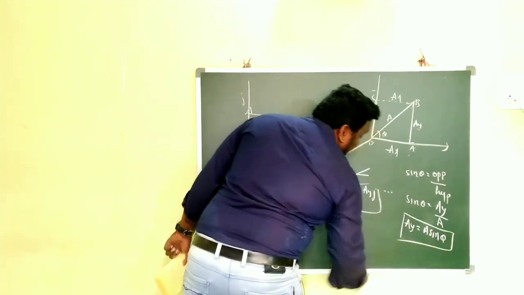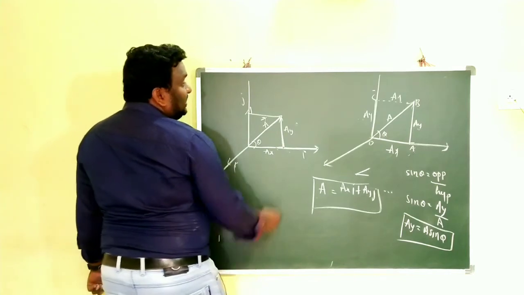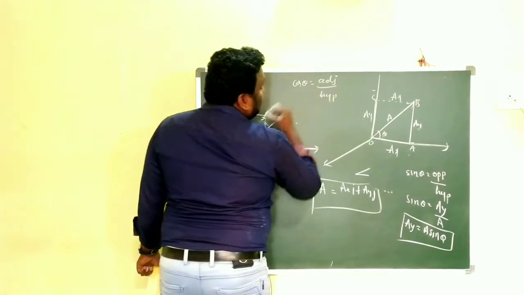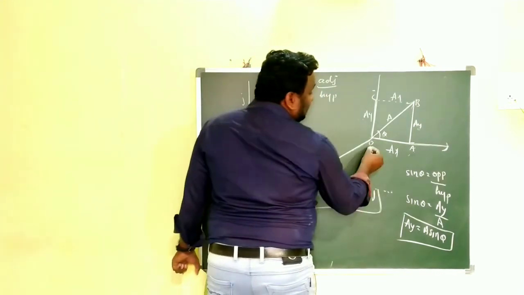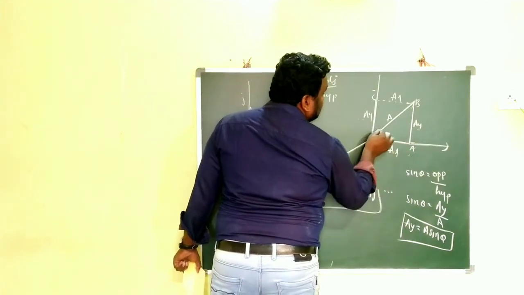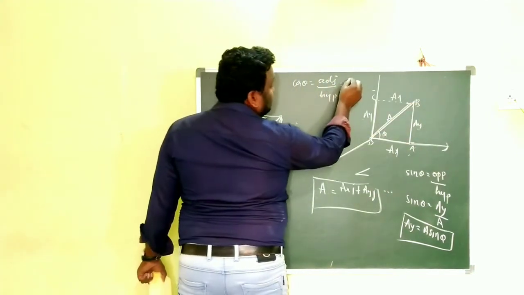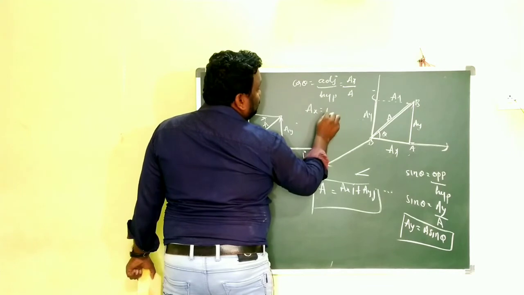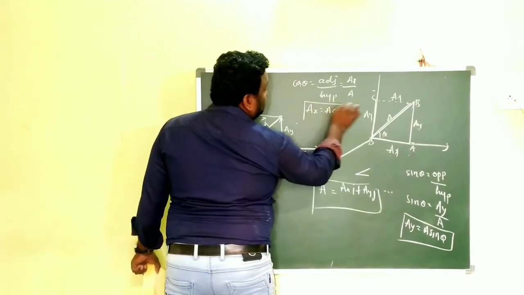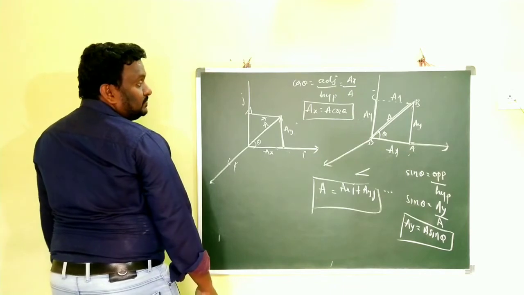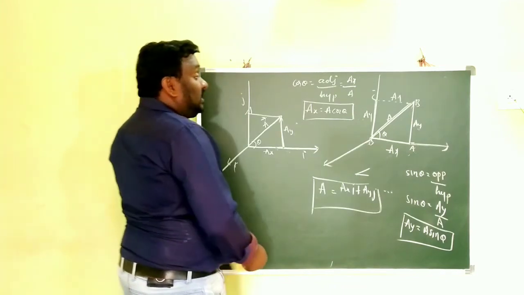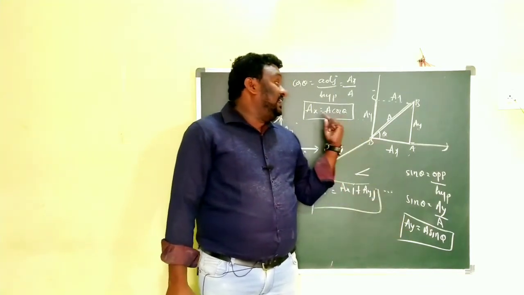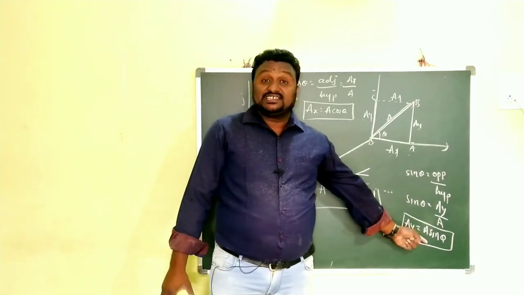Then AY is equal to A sin theta. Similarly, cos theta is equal to adjacent side by hypotenuse. The adjacent side is OA and the hypotenuse is OB. That means AX by A. Then AX is equal to A cos theta. So in this way, children, one vector is divided into components AX and AY, where AX is A cos theta and AY is A sin theta.